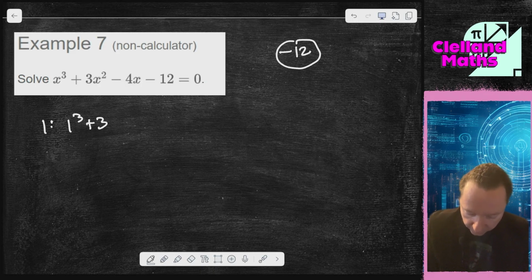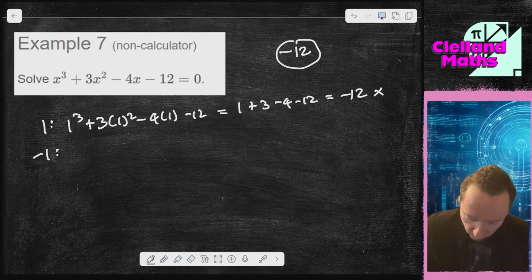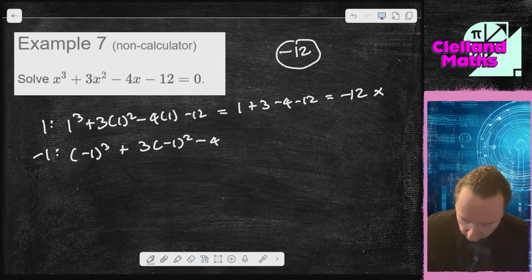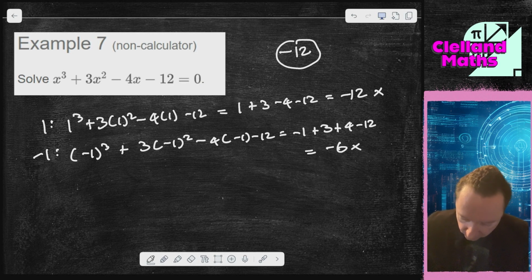1 cubed plus 3 times 1 squared minus 4 times 1 minus 12. That's 1 plus 3 minus 4 minus 12. So that's 1 plus 3 is 4, minus 4, that's minus 12. So that's not a factor. So we try minus 1. So that's minus 1 plus 3 plus 4 minus 12. 3 minus 1 is 2, 2 plus 4 is 6, 6 minus 12 is minus 6. So we need to keep going.